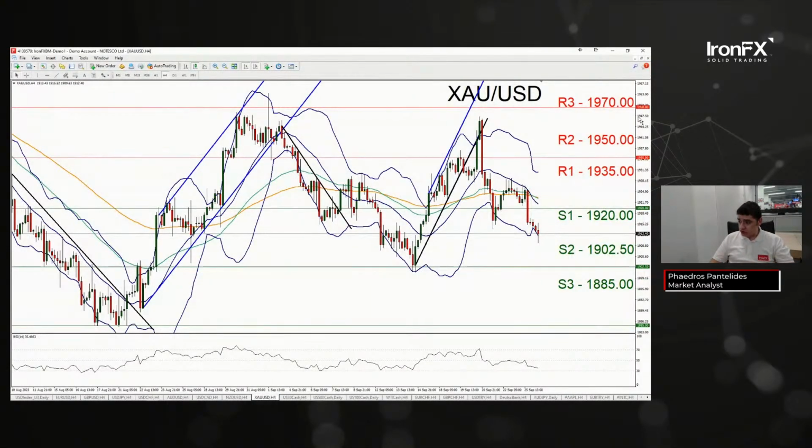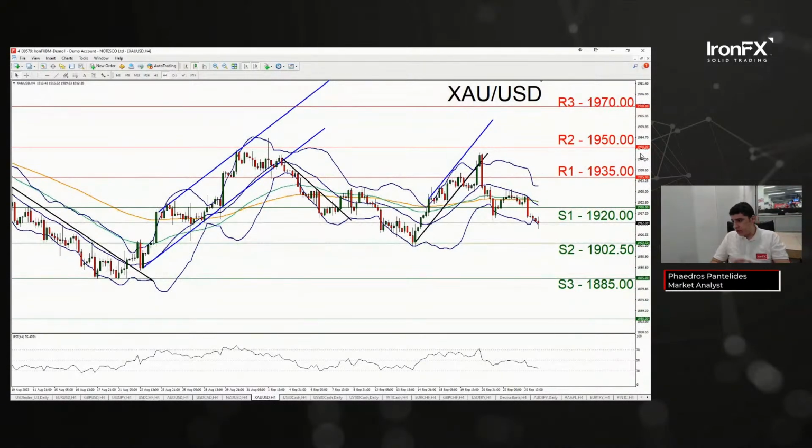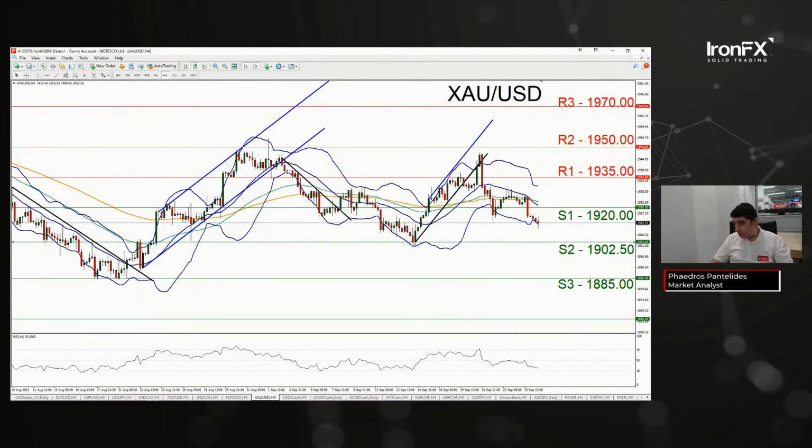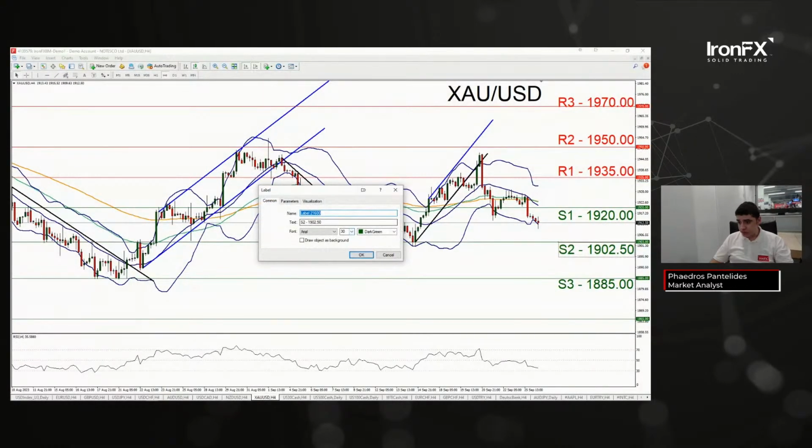Something slightly more interesting, we're going over to gold. So for gold, it's broken below the support level at the 1,920 mark, and it's currently aiming for S2. I'm going to be slightly adjusting S2. 1,903. As I said, opening and closing of the bullish and bearish candles. So this will become S3 at the 1,903.